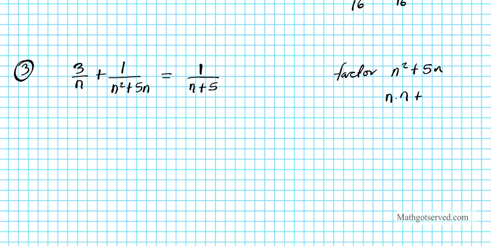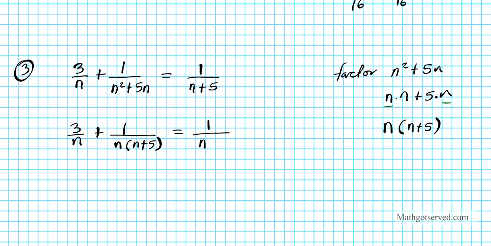This is n times n plus 5 times n. You notice that n is common in both terms. So what do we do? That means we factor out that n, okay? Since it's common, it's n times n plus 5. Alright, so I'm going to reinsert it here. We have 3. This can be factored, so we'll leave it like that. 1 over n squared plus 5n is n times n plus 5 equals 1 over n plus 5.